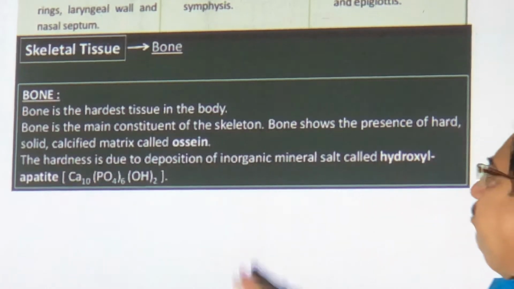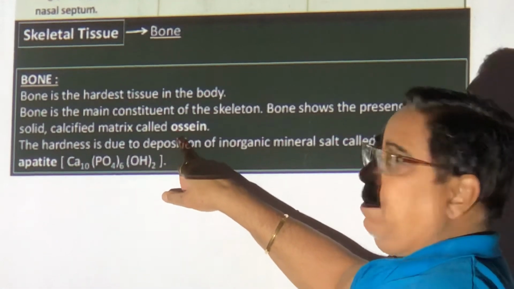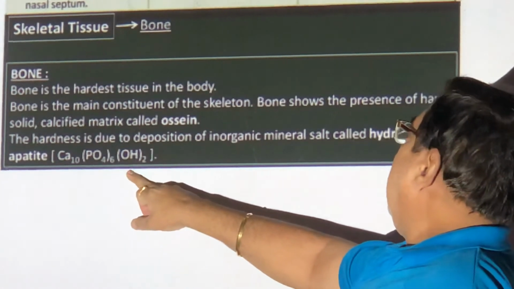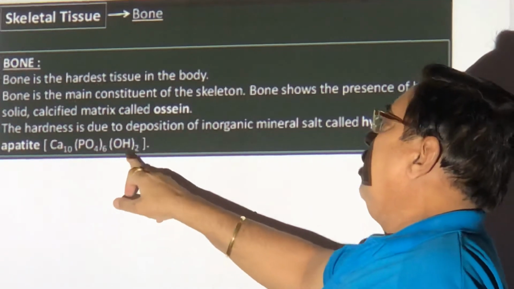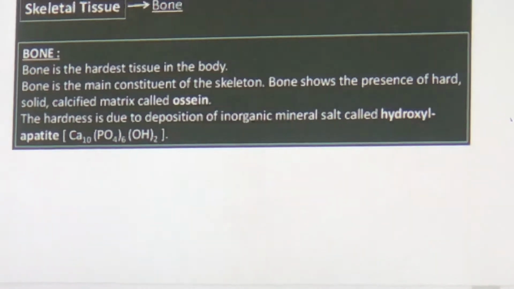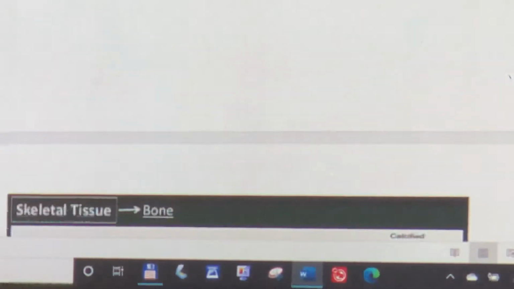Bone, everything is important. Bone protein is called ossein. Remember, cartilage was chondrin. Bone is made up of hydroxyapatite, Ca10(PO4)6(OH)2. Learn this for the exam. Okay, and we will see details of the bone.